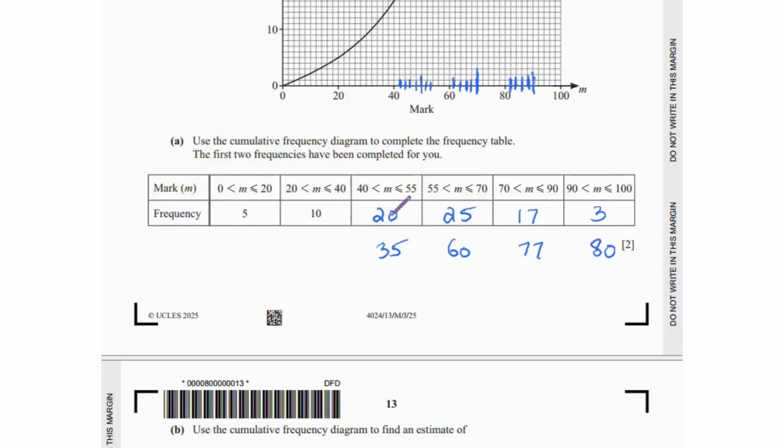35 minus 15 is 20. 60 minus 35 is 25. 77 minus 60 is 17. And 80 minus 77 is 3. So these are your frequency values.